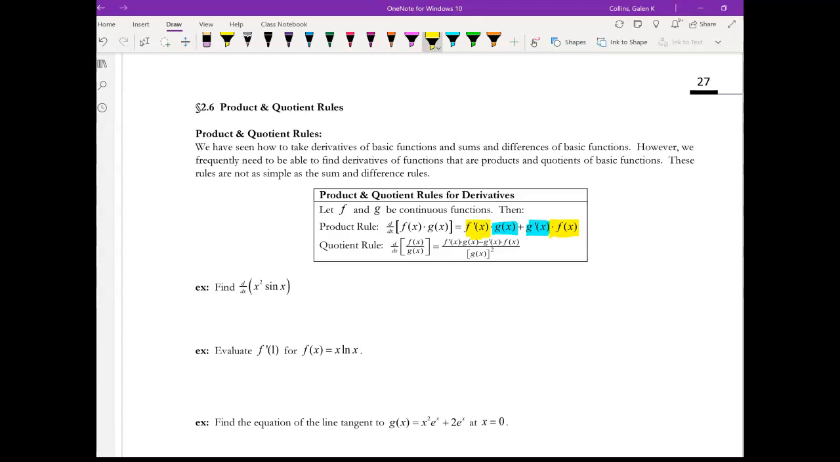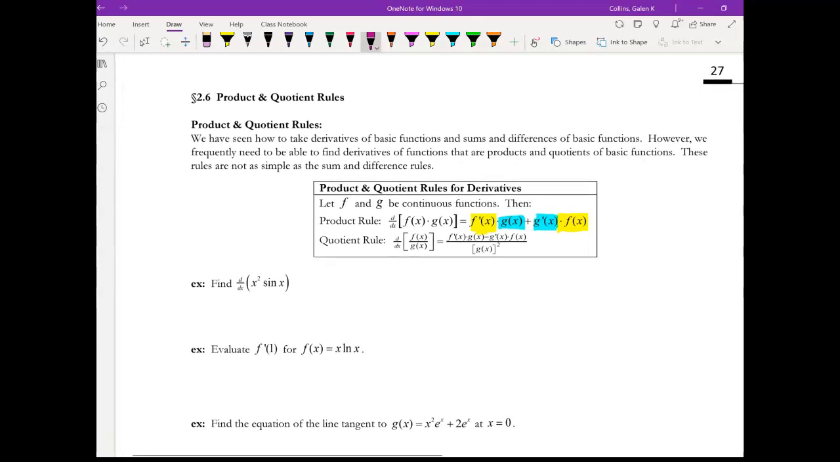So let's look at a few examples with the product rule. First, we're asked to find the derivative of x squared times the sine of x. I'm going to think of x squared as my first function. So I'm going to take the derivative of the first, 2x, and multiply that with the second, so it becomes 2x times the sine of x. Then I'm going to add to that the derivative of my second function. The derivative of the sine of x is the cosine of x. And then we're going to multiply that with the first.